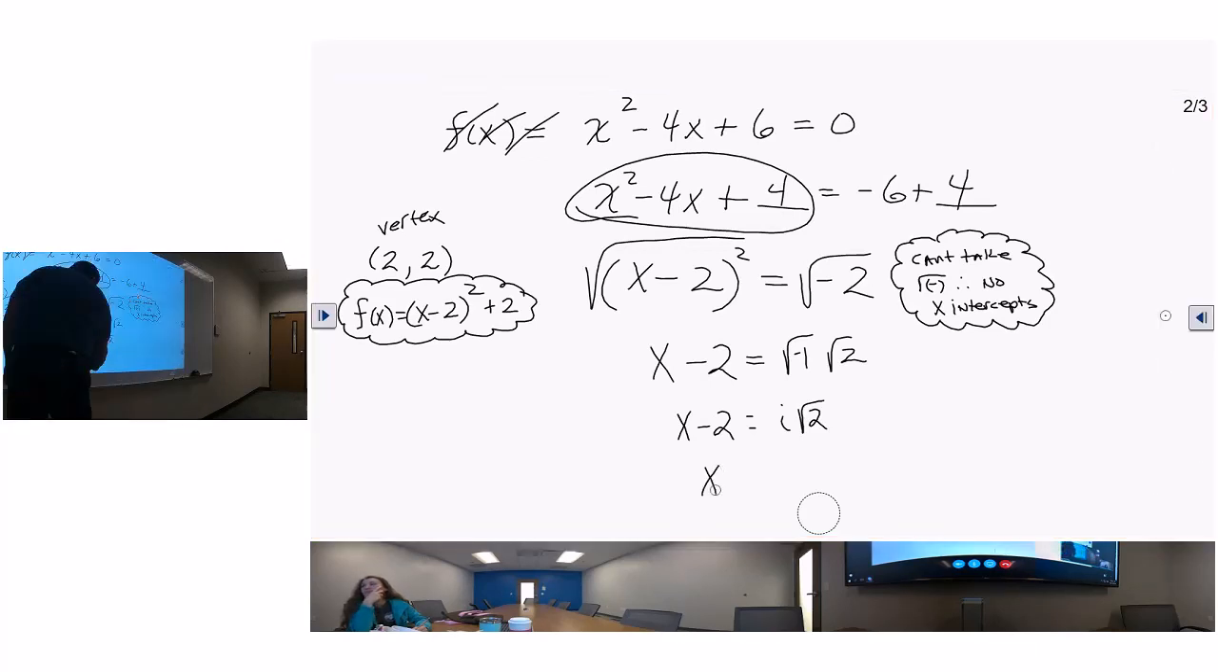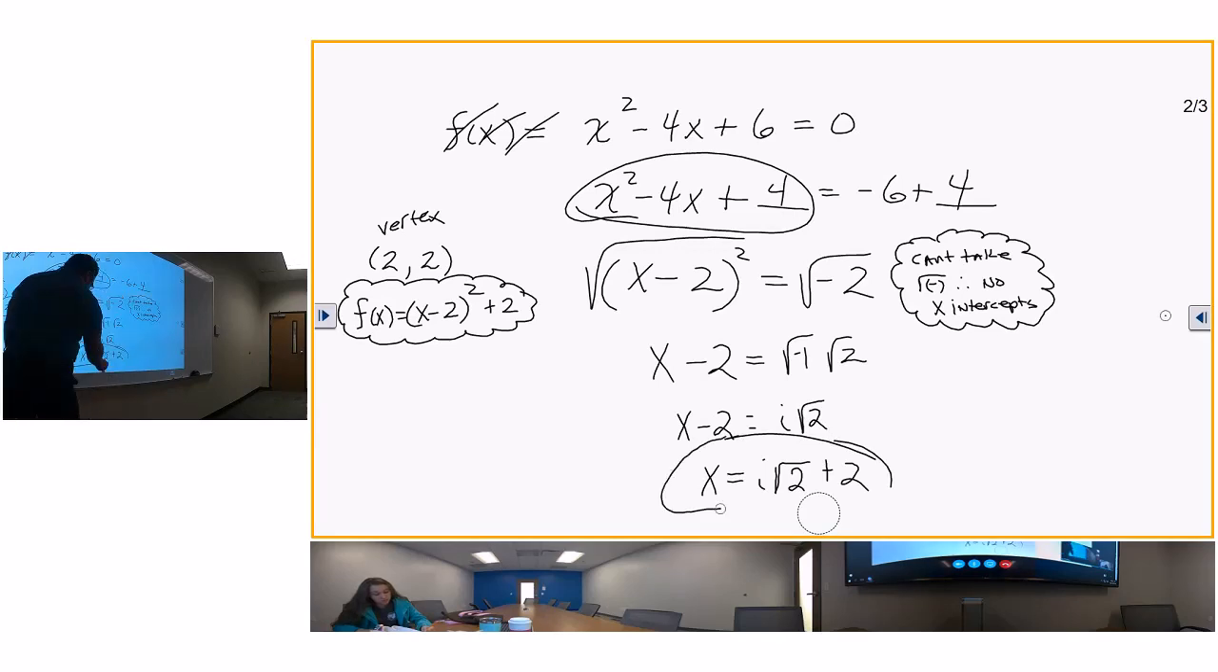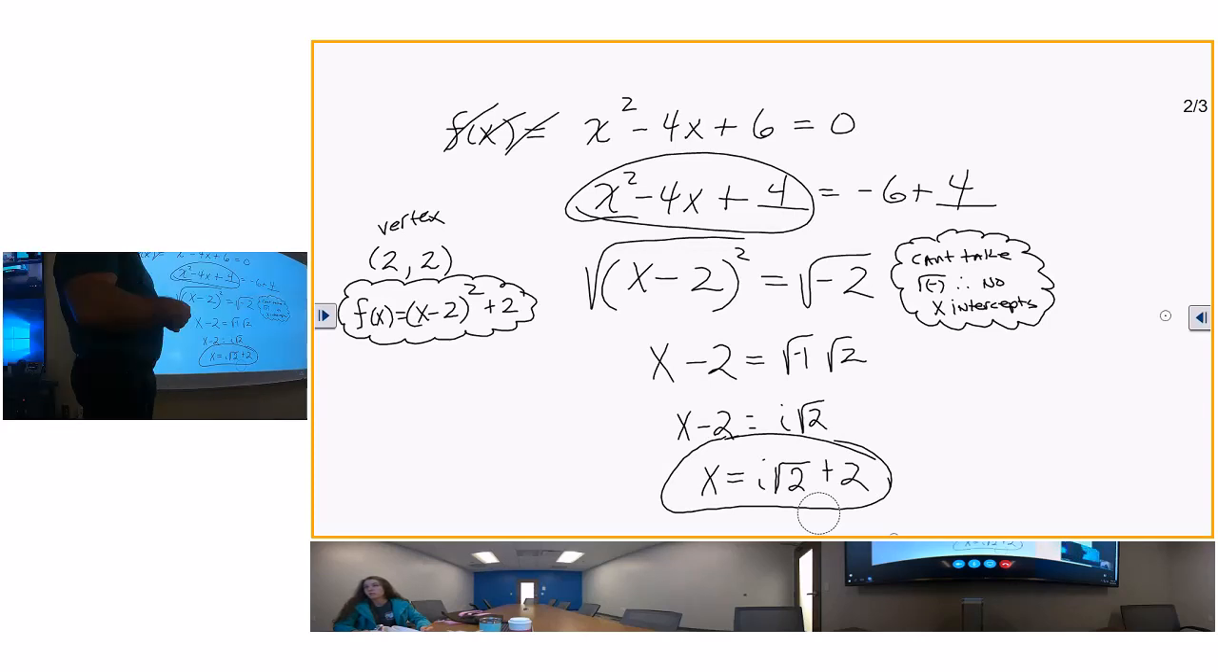x is equal to i square root of 2 plus 2. Now, why do we have to write it like this? Because you have to be able to write it in terms of i. That's why.